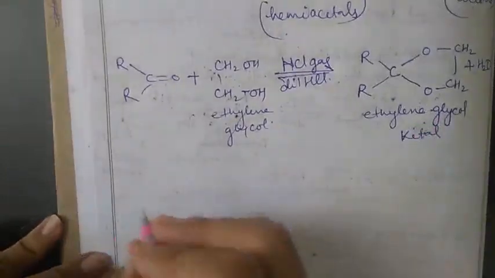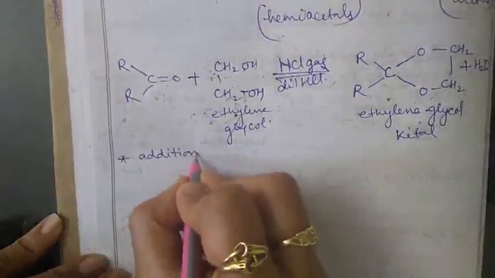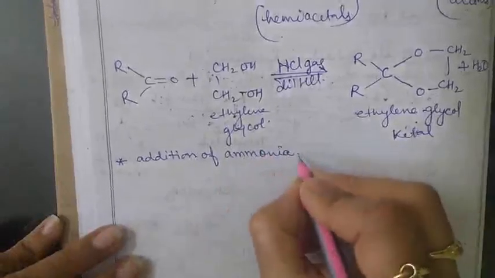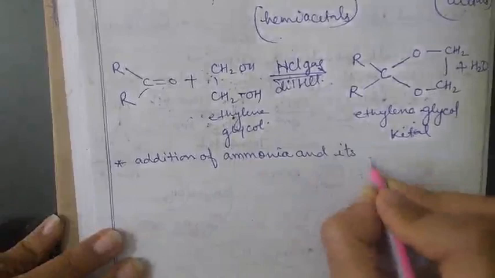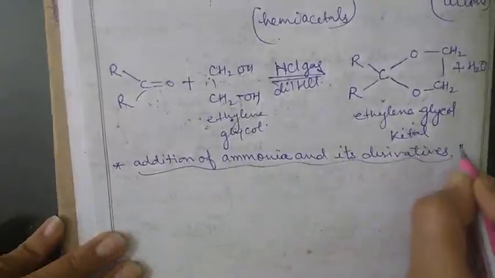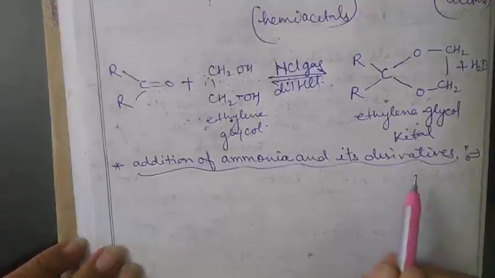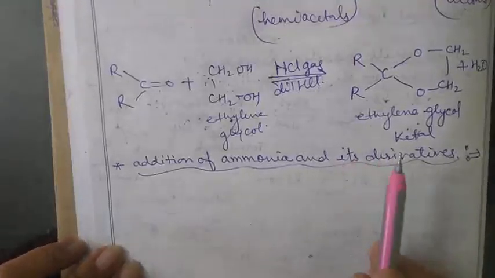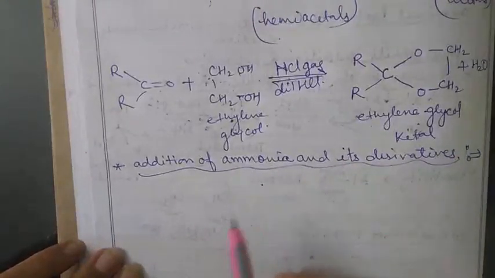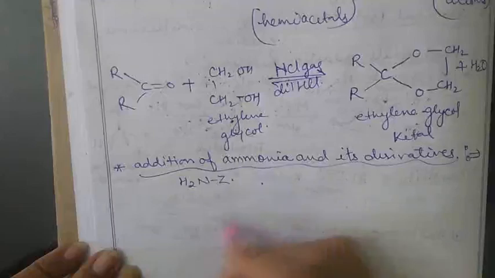Now the next and the last addition is the addition of ammonia and its derivatives. So a nucleophile such as ammonia and its derivative. We are talking about ammonia or its derivative, for example H2NZ. This one is any derivative.